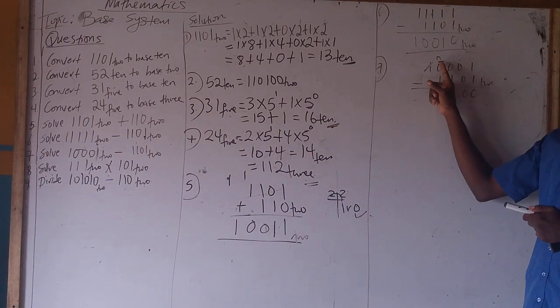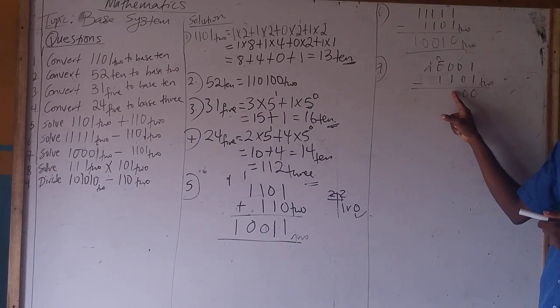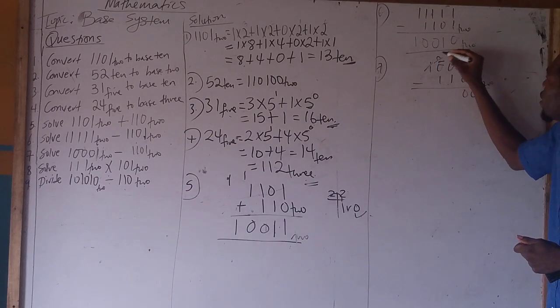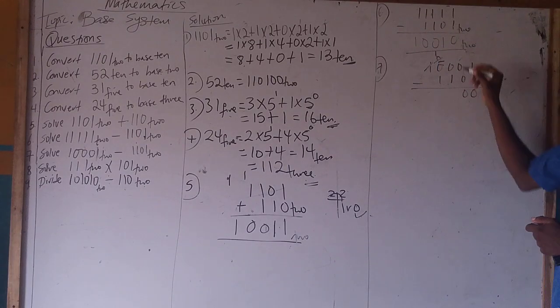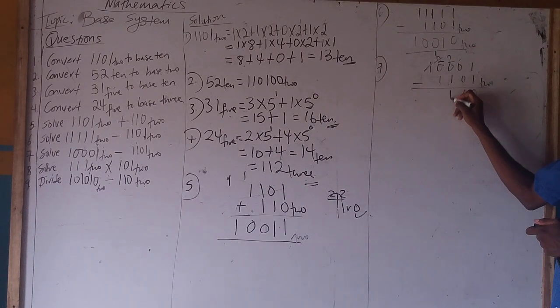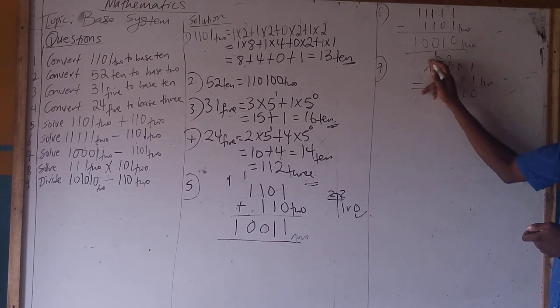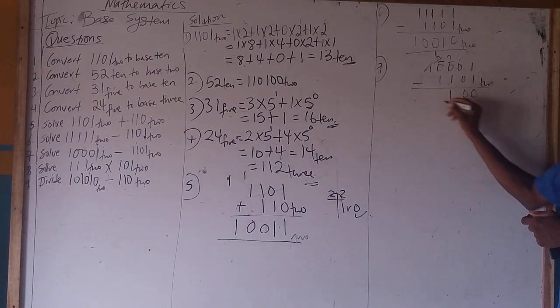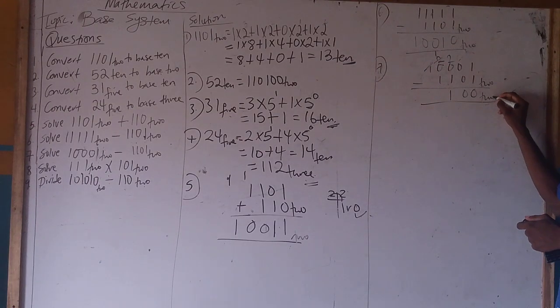But is this where I want to solve? No, this is where I want to solve. So I'll still borrow from here. Here now becomes 1. Then here becomes 2. Then 2 minus 1 will give us 1. 1 minus 1 is 0. Then this one is already cancelled, so 0. So this is our answer, in base 2.